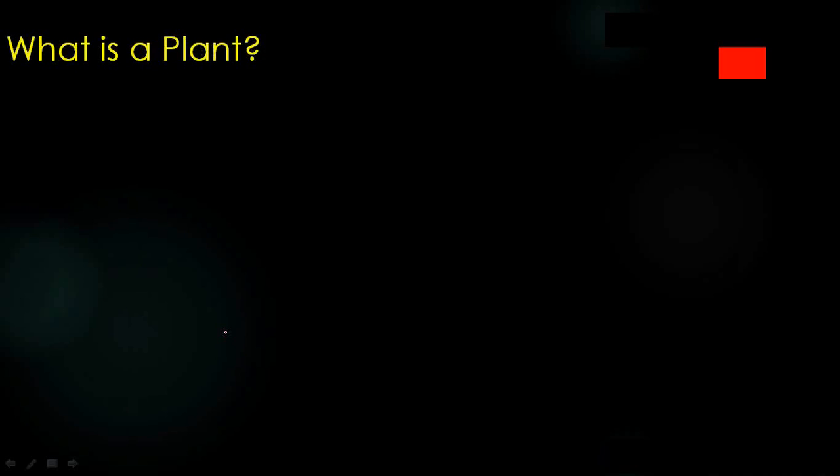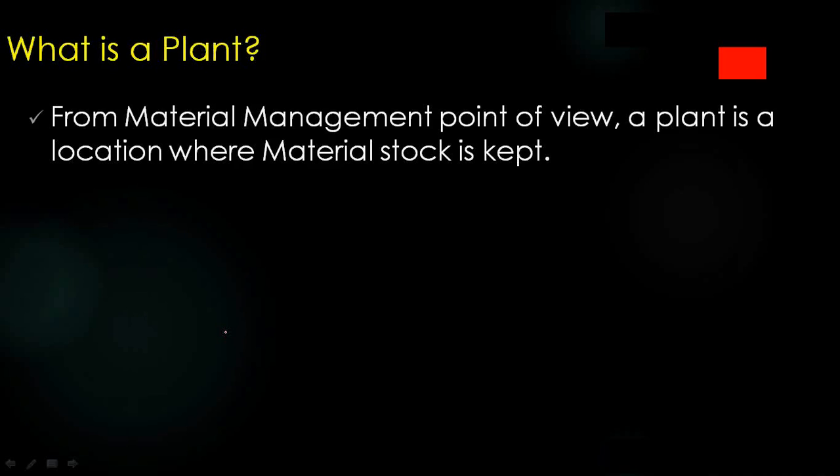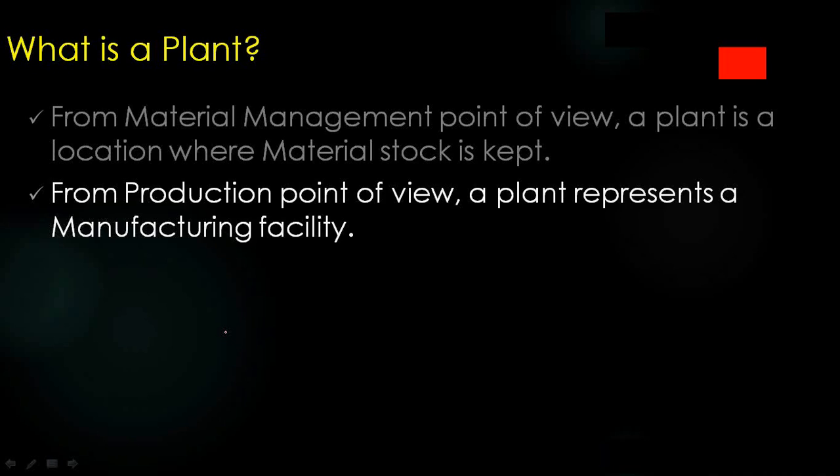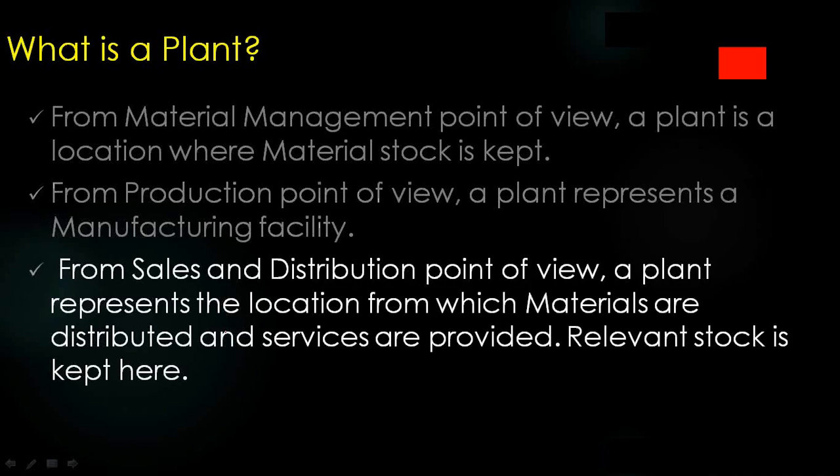So what is a plant? From the material management, MM module, point of view, a plant is a location where material stock is kept. From the PP module, production point of view, a plant represents a manufacturing facility. But from the sales and distribution, or SD module, point of view, a plant represents the location from which materials are distributed and services are provided. Relevant stock is kept here. So from the SD point of view, a plant is from where the goods are delivered, or if the company is providing a service, then from where the services are provided.